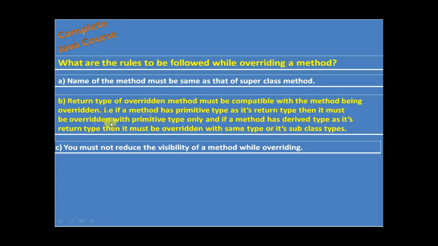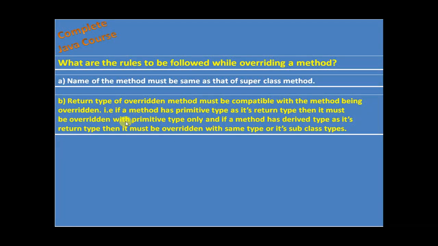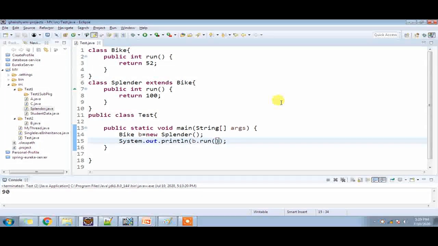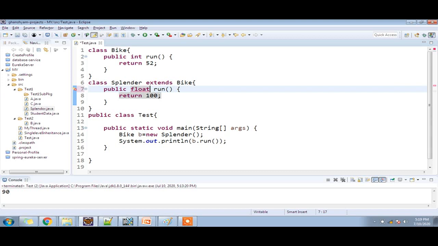So let's understand this point first, what it is saying. So now you can look, I have defined two classes, Bike and Splendor, and Splendor class is extending the Bike class, and in these classes I have defined the run method. So whatever the return type of the parent class, that return type should be of the child class method or overridden method. If you change the return type to anything else, it will give the error. So it is showing error. So the return type must be same.